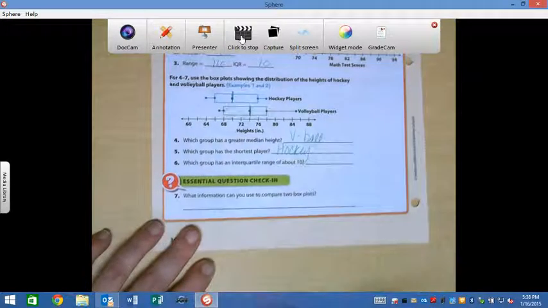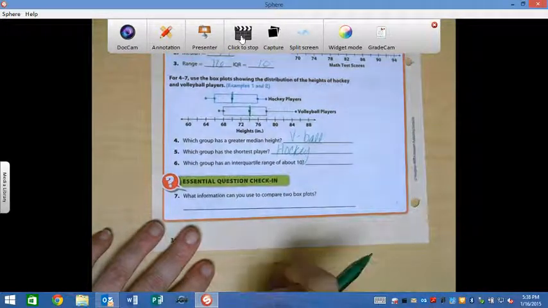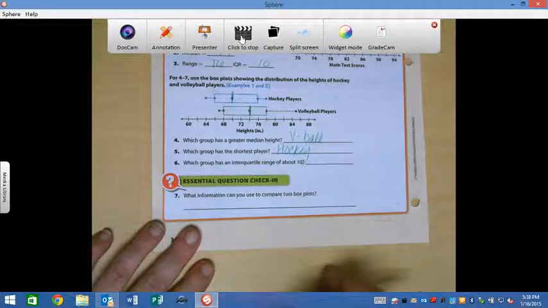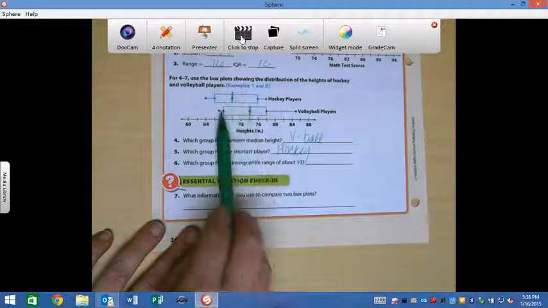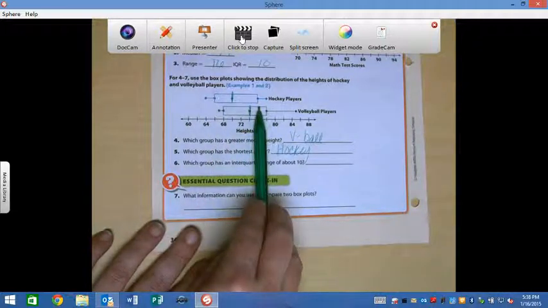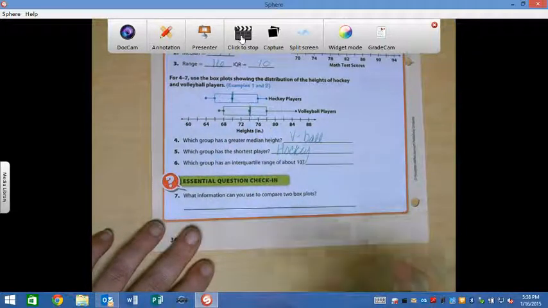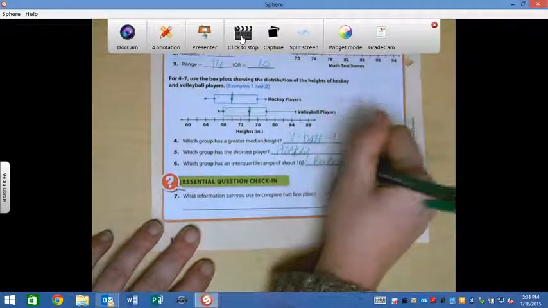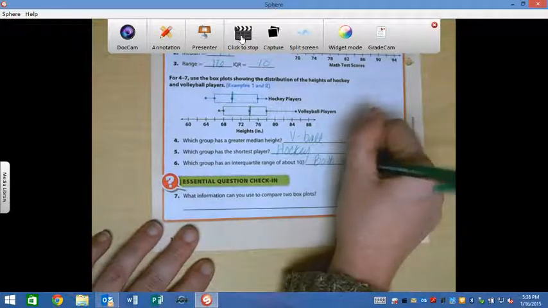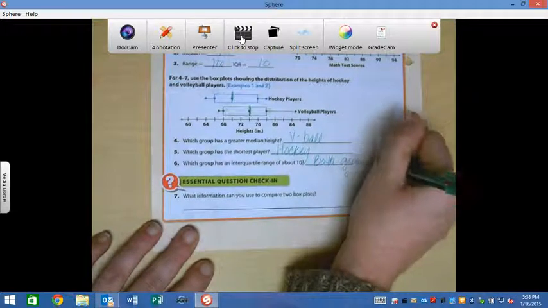Which group has an interquartile range of about 10? Well, they actually both look pretty close because this one goes from here to here. This one goes from here to here. When you subtract, they both end up being about 10. It doesn't say exactly 10. It says about. Be sure you're focusing on those key words.